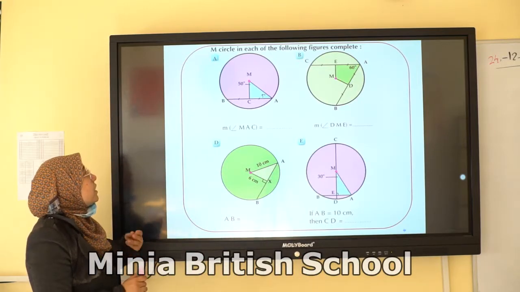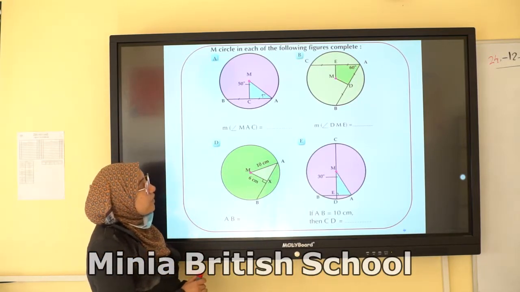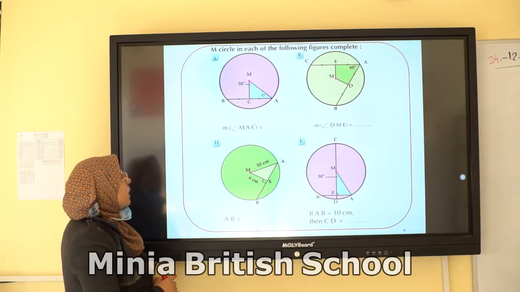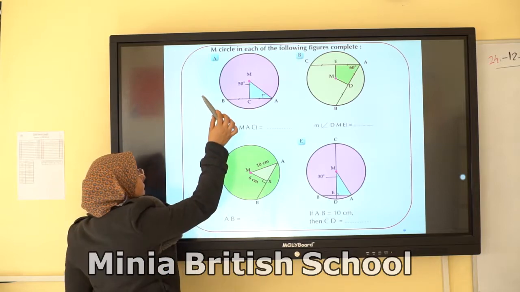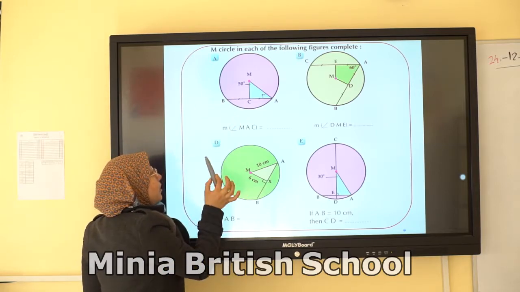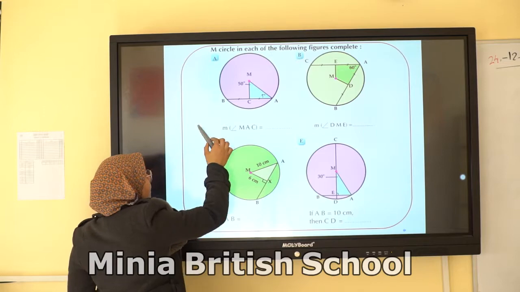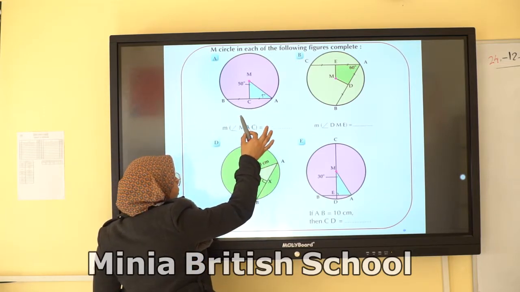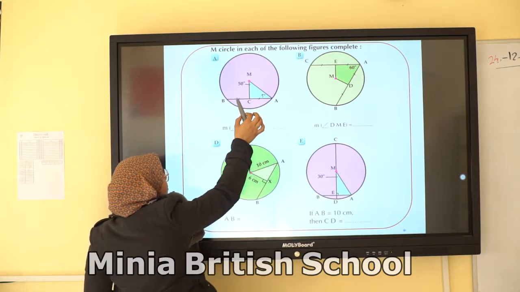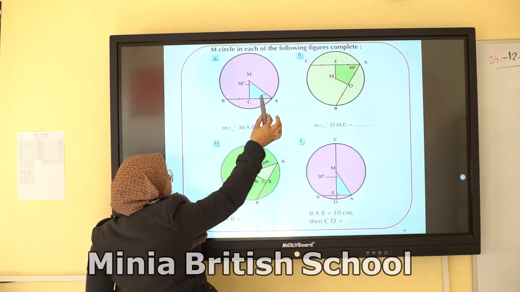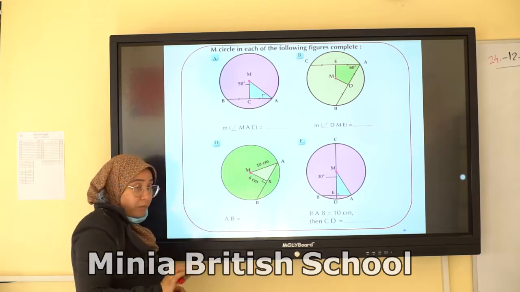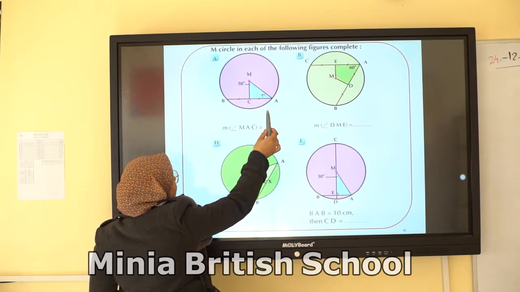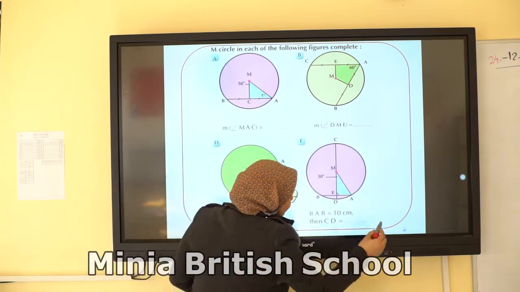For example, here, circle M, in each of the following figures, complete. Number A. Here, C is the midpoint of AB because from the drawing CA equals CB. Therefore, C is the midpoint of the chord AB. Therefore, MC is perpendicular to AB.